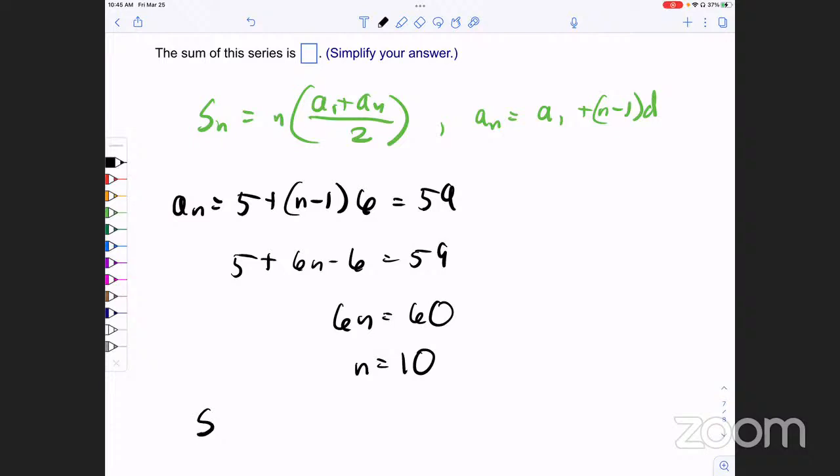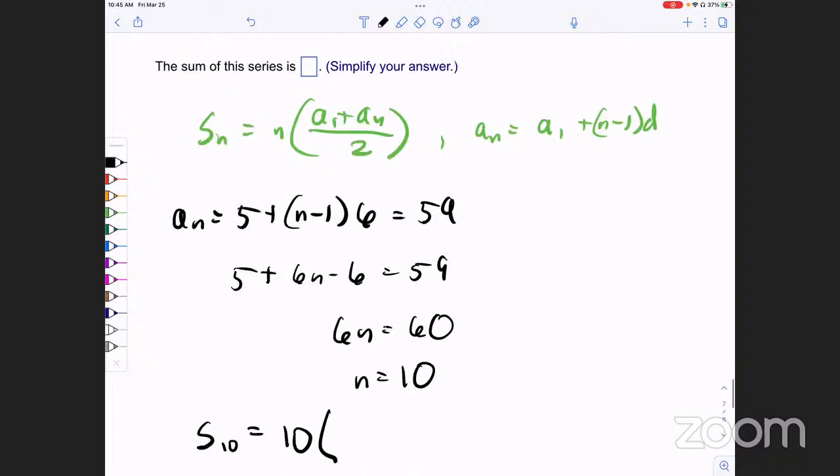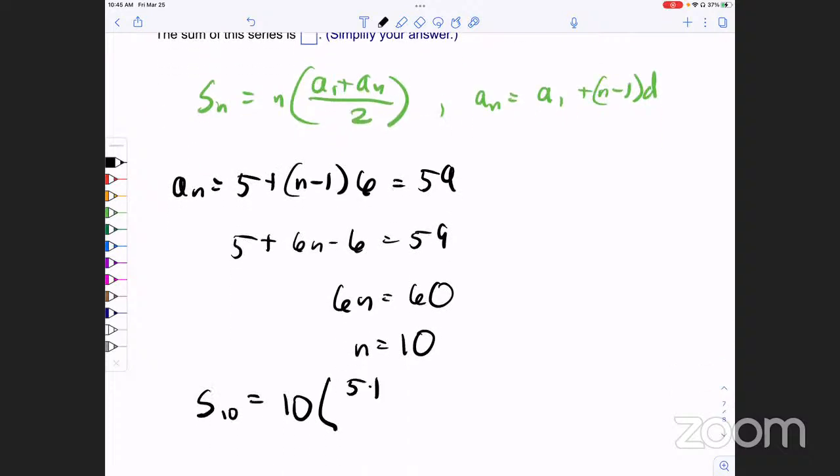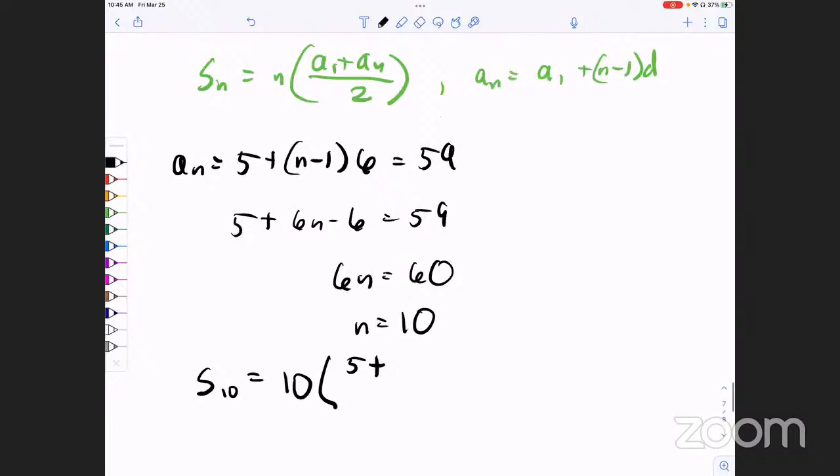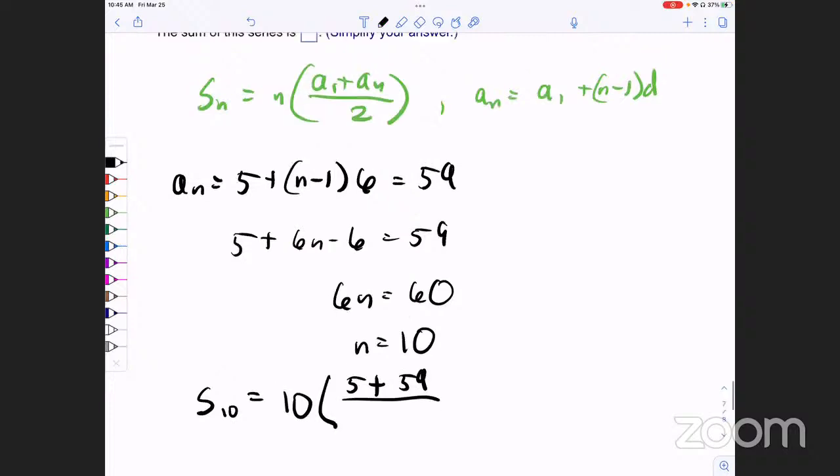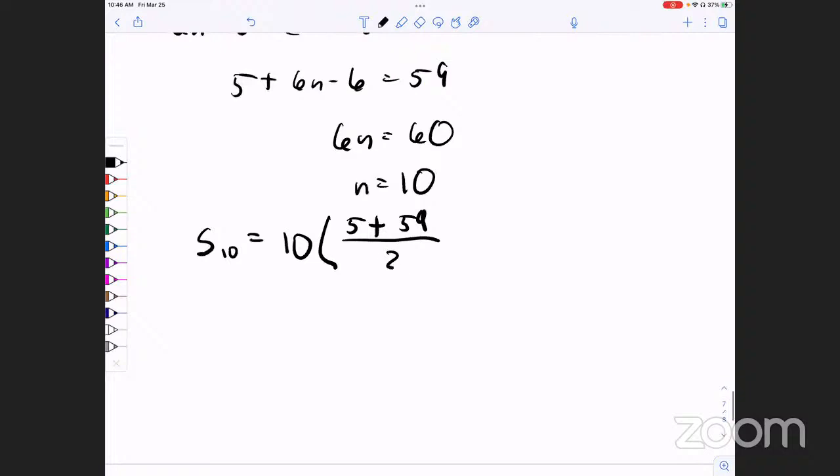So then if we want the sum of the first 10 terms, that's going to be 10 times the first term, which is 5, plus the nth term, which is 59, divided by 2. All right, then we just crunch the numbers. It's going to be the same as 5 times, what is that? 64. So 5 times 64 is 300 plus 20, so 320. So the sum of the first 10 terms of this arithmetic sequence should be 320.